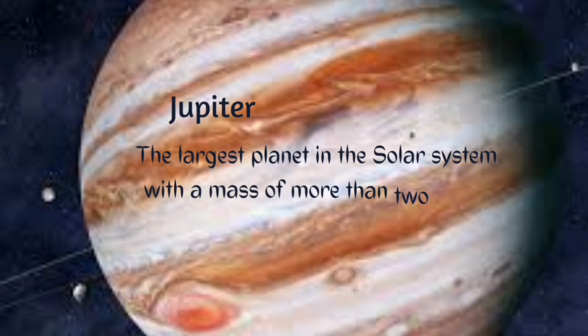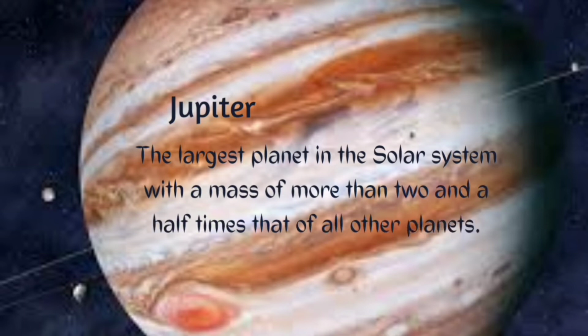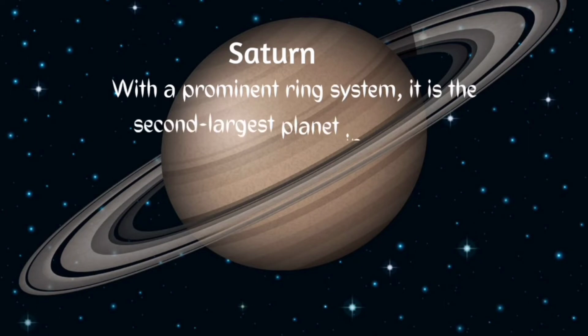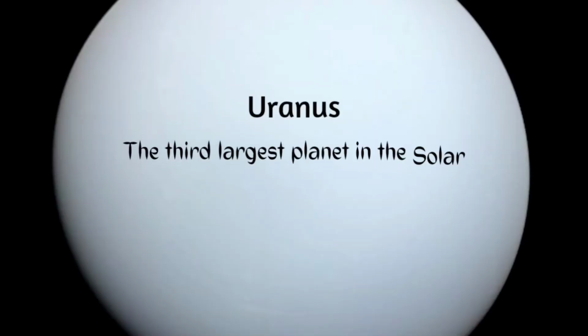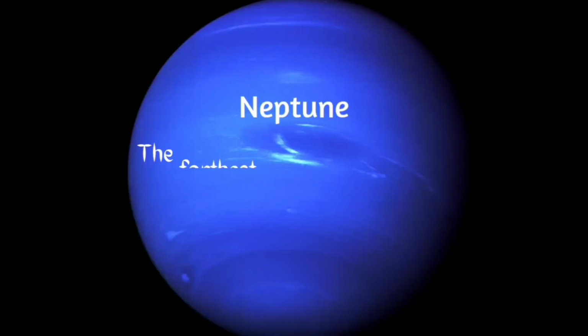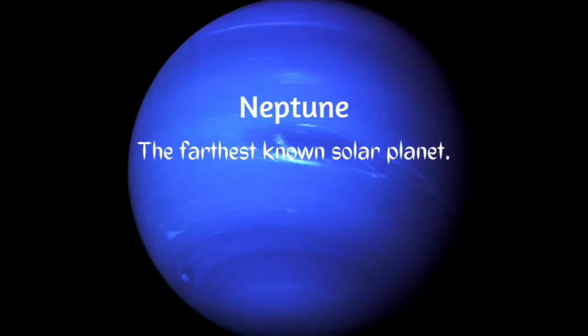Jupiter, the largest planet in the solar system with a mass of more than 2.5 times that of all other planets. Saturn, with a prominent ring system, is the second largest planet in the solar system after Jupiter. Uranus is the third largest planet in the solar system. Finally, Neptune, it is the farthest and the coldest known solar planet.